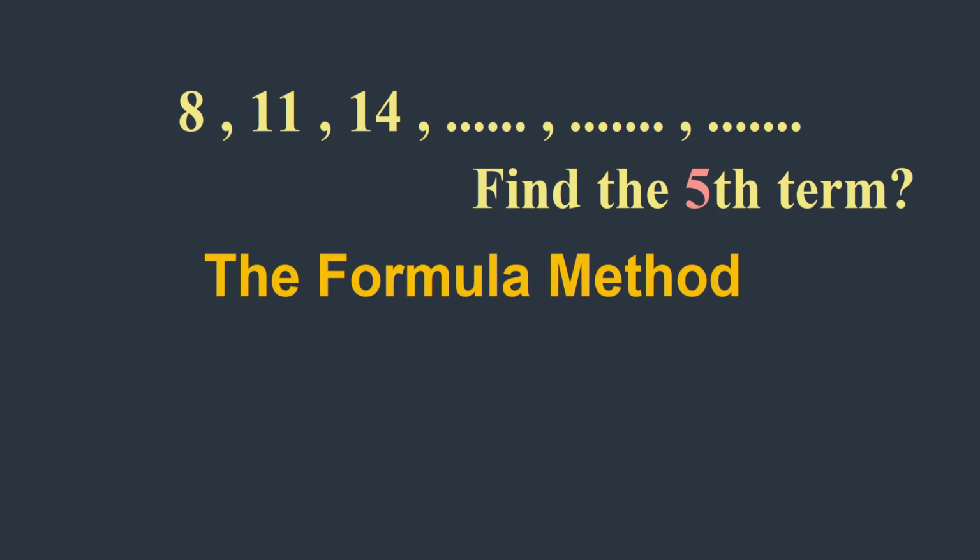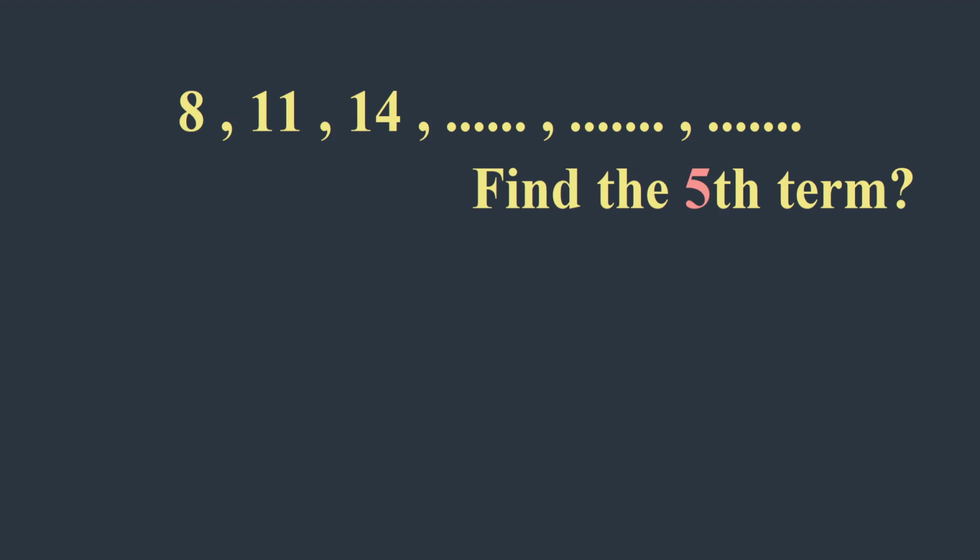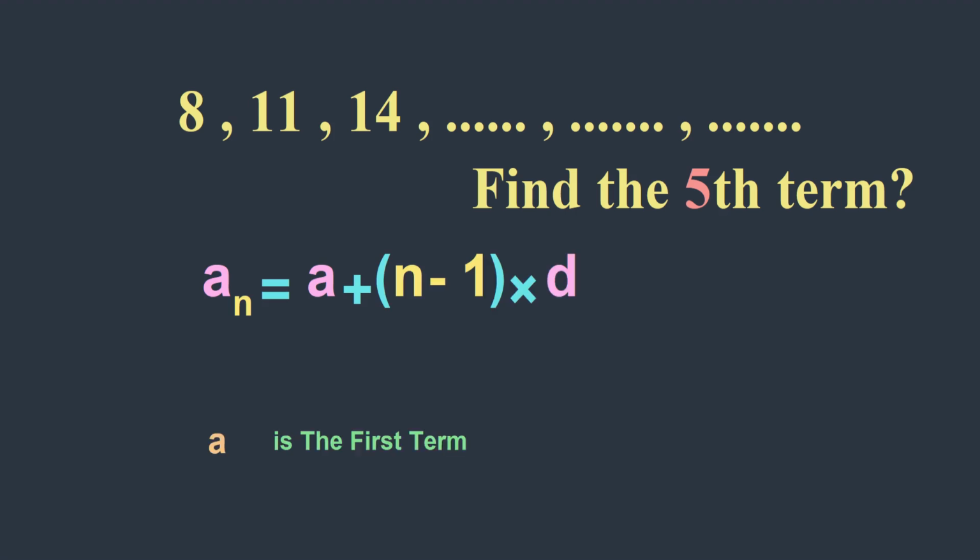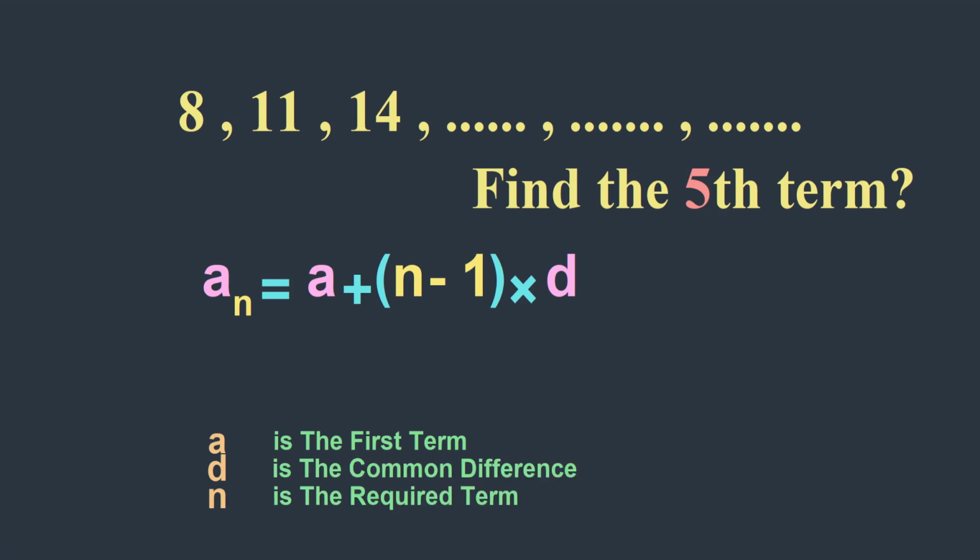In this method, we use the formula an equals a plus n minus 1 times d, where a is the first term and d is the common difference and n is the required term. From our problem, the first term a equals 8 and the common difference d equals 3 and the required term n equals 5.